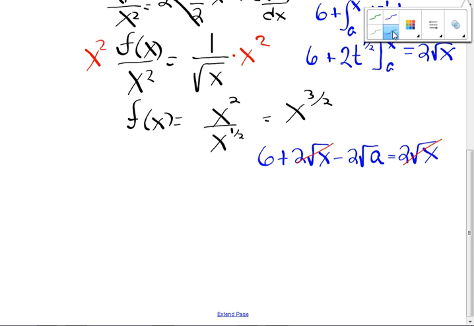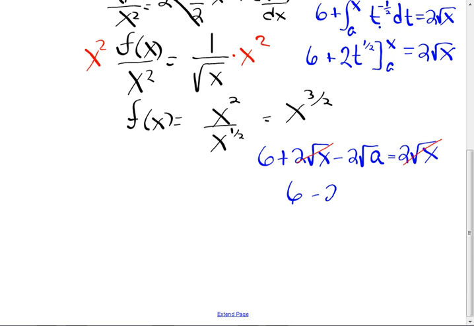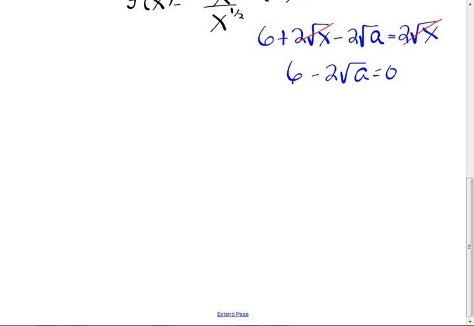I don't do it very well in my head. 6 minus 2 square root of a equals 0. So you want to isolate your radical. So 6 equals 2 square root of a. So square root of a is equal to 3, and a is equal to 9.